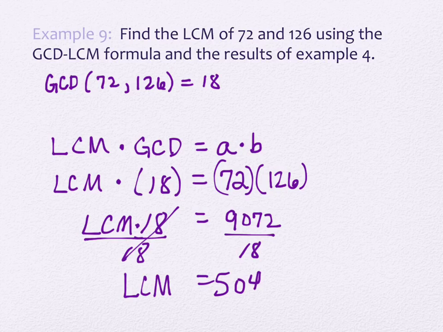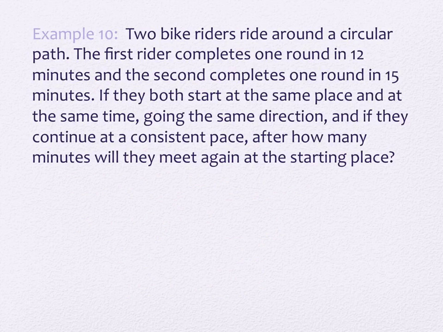All right, I've got a couple of examples for you, real-life examples of greatest common divisors and least common multiples. So we're going to take a look at those next. Two bike riders ride around a circular path. The first rider completes 1 round in 12 minutes. The second rider completes 1 round in 15 minutes.